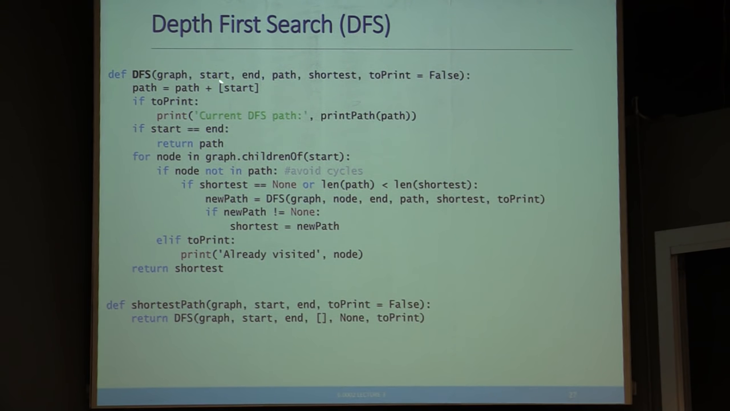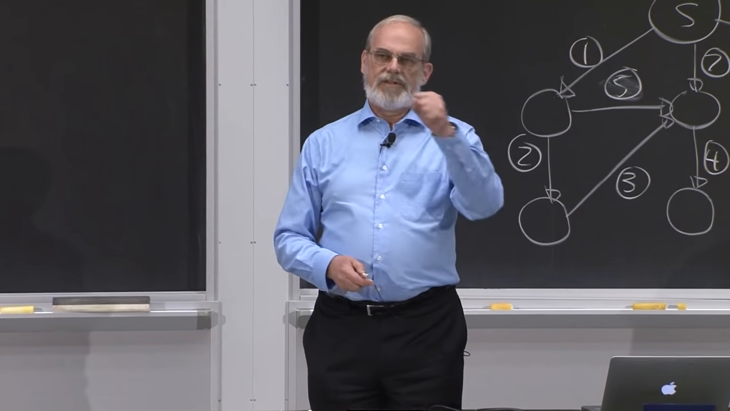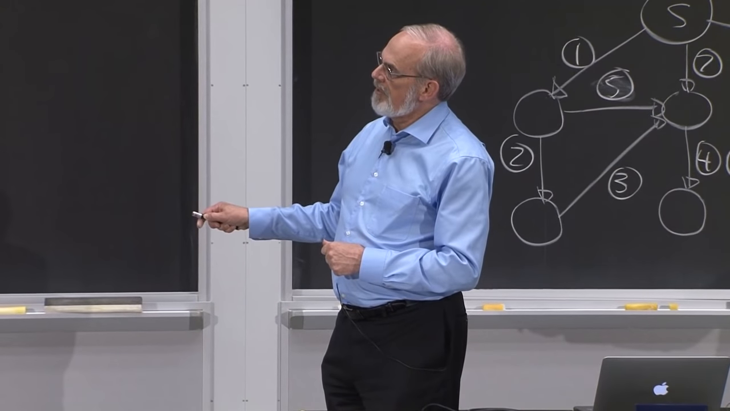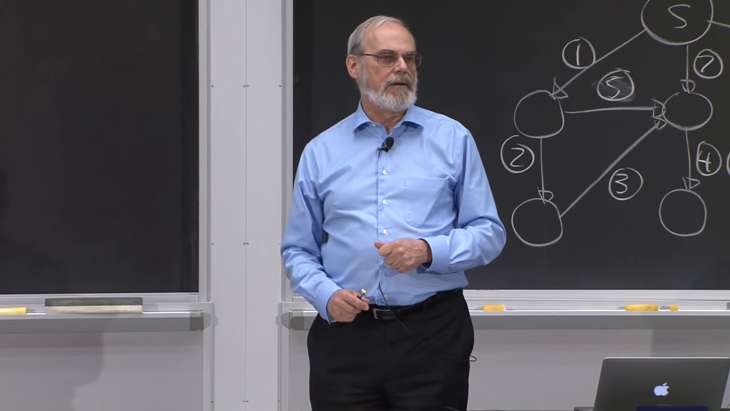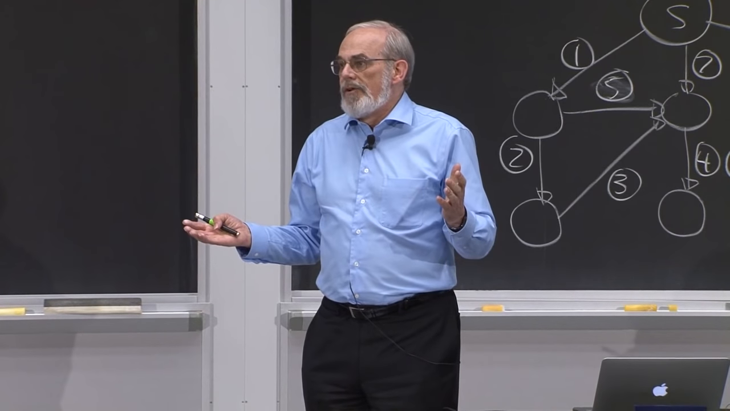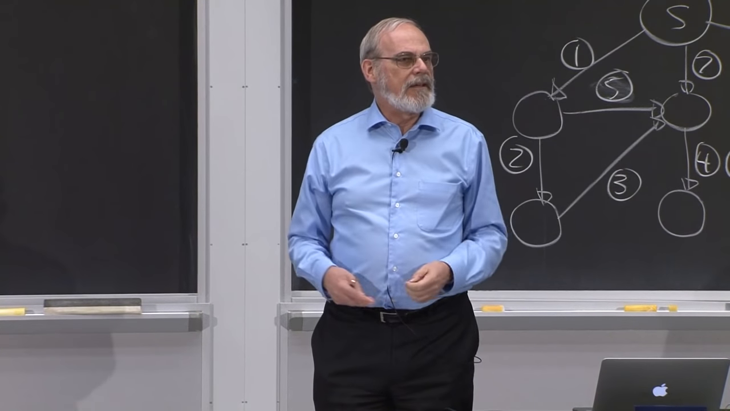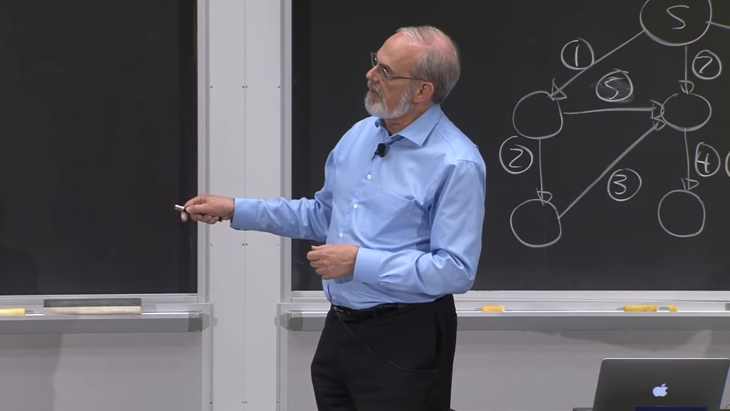What do I do? I set up path to add in the start node. So if path initially is an empty list, the first time around it's just the node I'm at. I print out some stuff, and then I see if I'm done. I'm just going to stay at home. I'm not going to go anywhere. Unlikely to happen, but you'll see recursively why this is going to be nice.